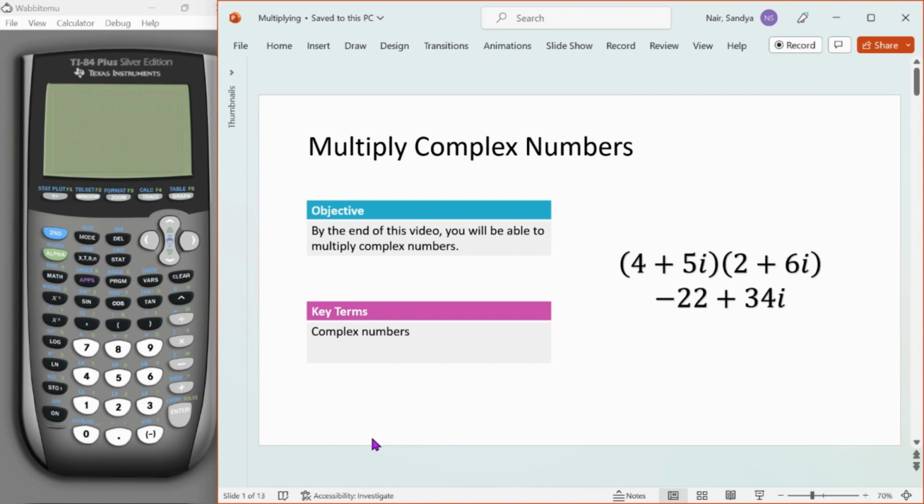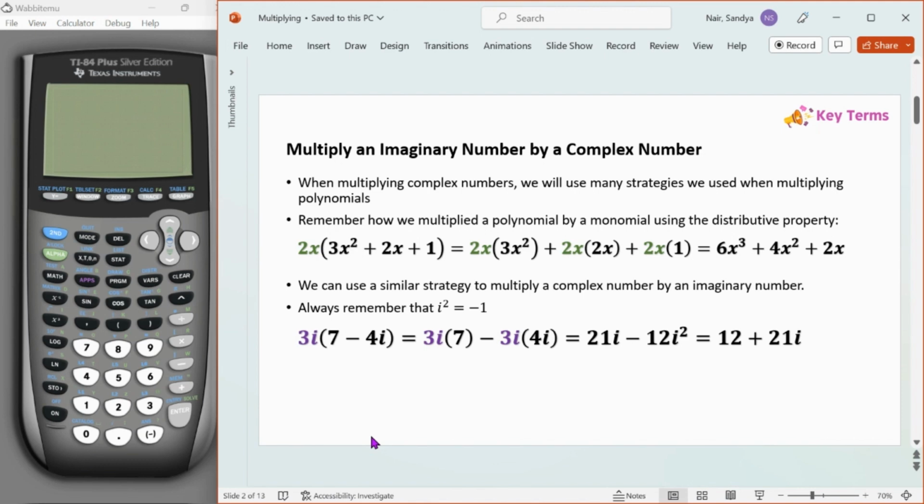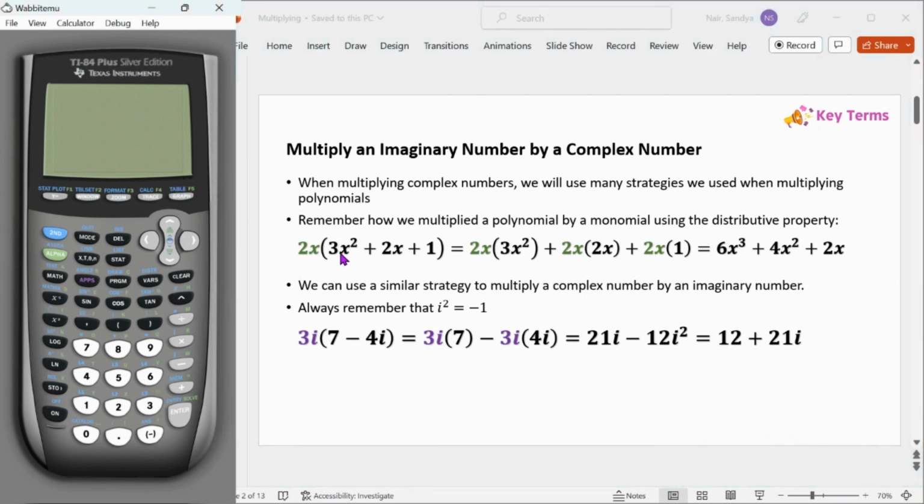So in this video, we're going to learn how to multiply complex numbers. We can multiply an imaginary number by a complex number using strategies that we learned when multiplying polynomials. Remember how we multiplied a polynomial by a monomial using the distributive property. For example, if we have 2x times 3x squared plus 2x plus 1, we took that 2x and multiplied it by every term in the polynomial.